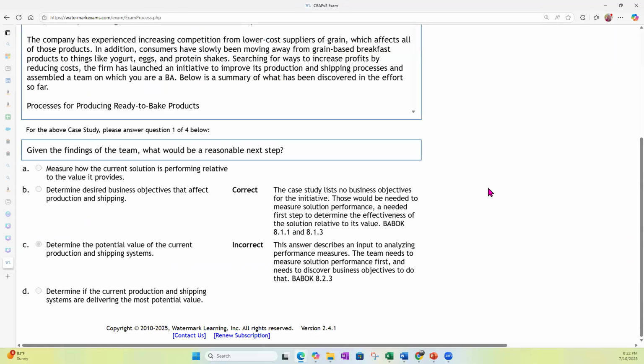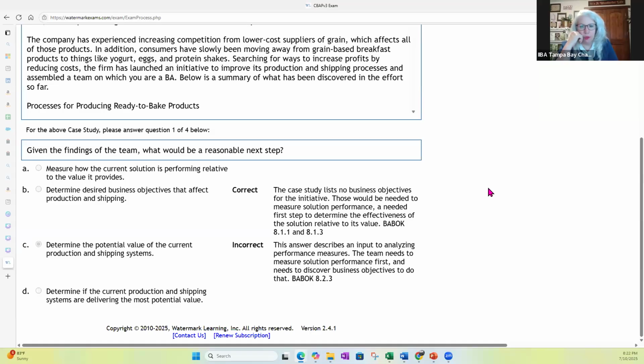Okay. Determine business objectives that affected production, shipping. So yes, but you're going to be working with 125 questions at a time whenever you're doing it this way. This is a very viable way to say, okay, I tried it, I didn't get it right, or I did get it right. If I didn't get it right, now I know what to go look at.